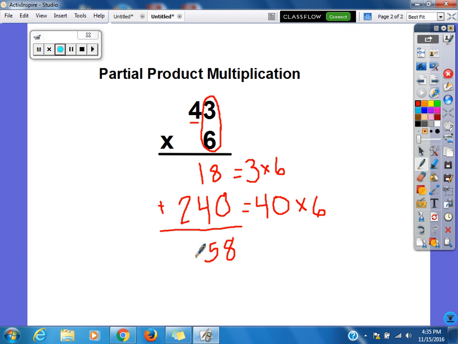So you'll notice that as we do partial product, we're not doing any carrying here. Instead of 3 times 6, we're not carrying the 1 over, we're just writing the answer right here. And as we add together, it's all going to come out in the right spot.